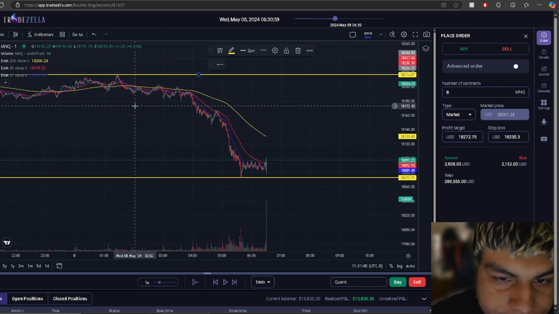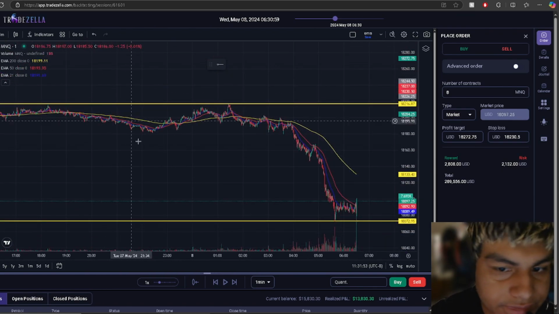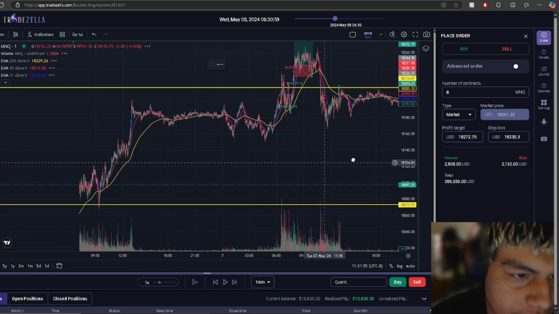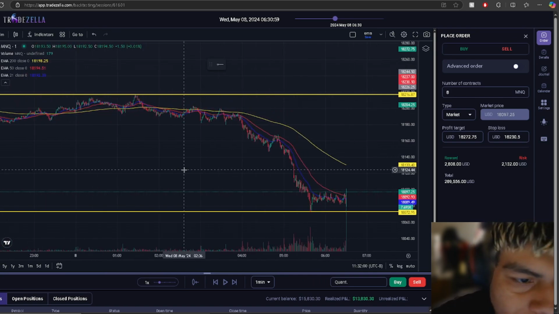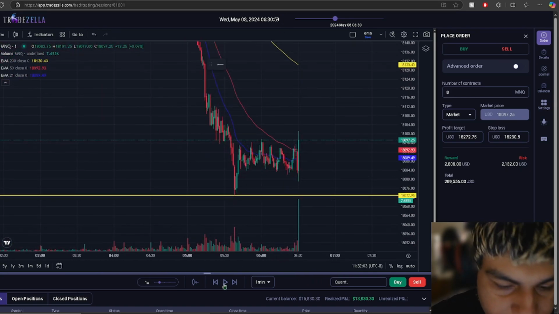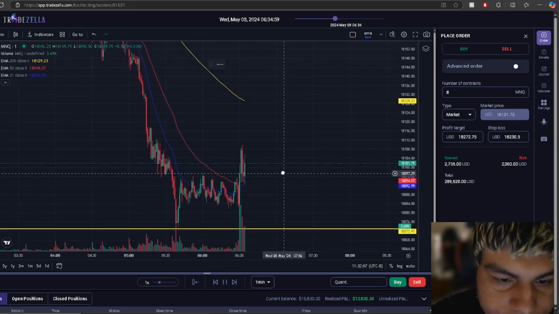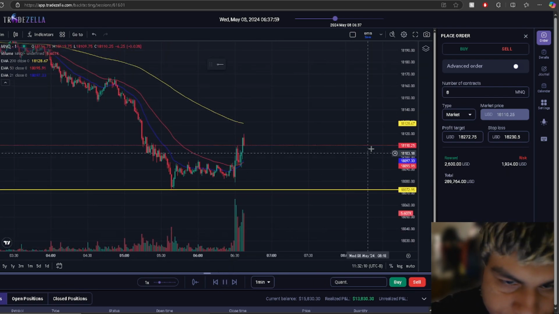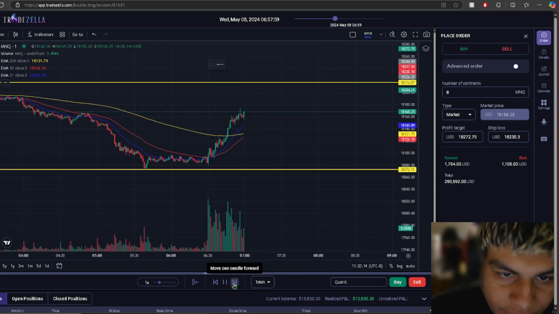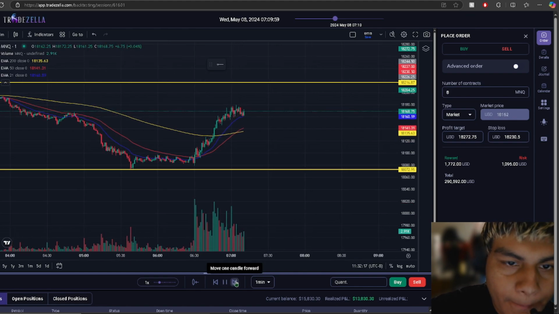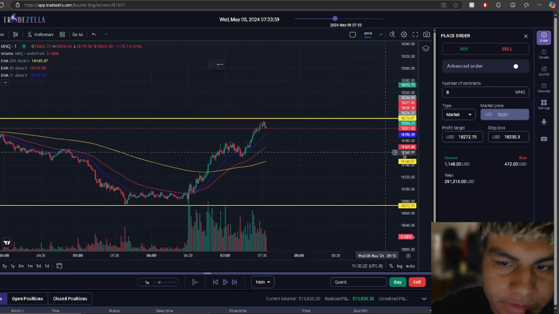Okay, so here we have our support and resistance levels, and we're playing within this channel right here. So now we can see the price come back up. Or actually, yeah, let's wait for price to do something. Okay. So here we are at resistance.